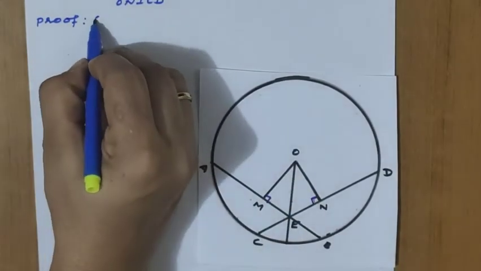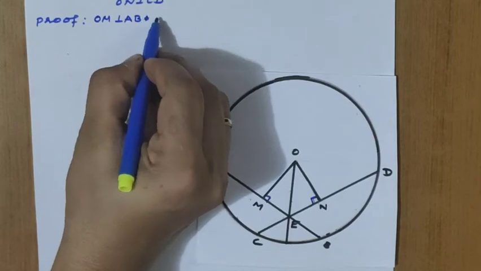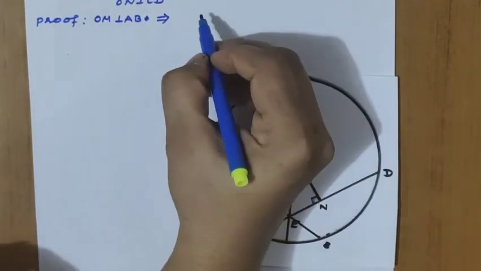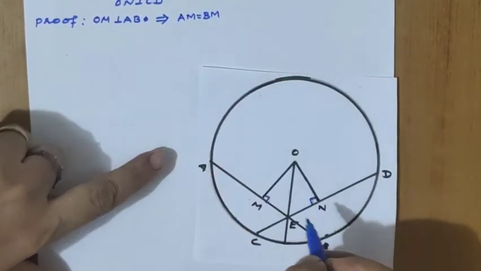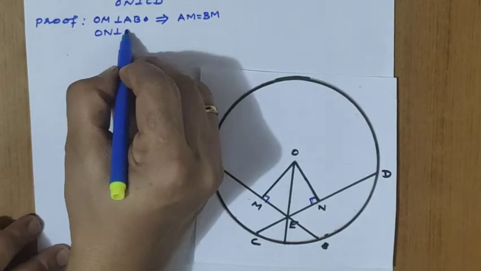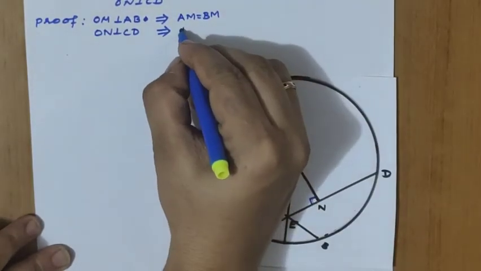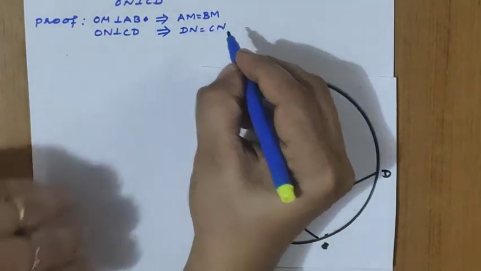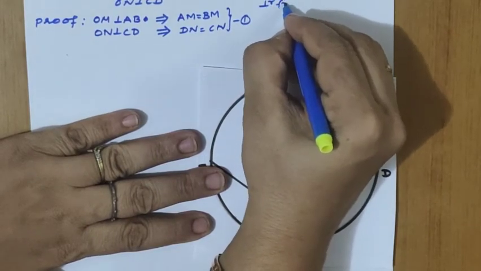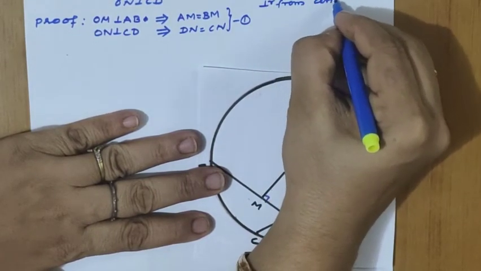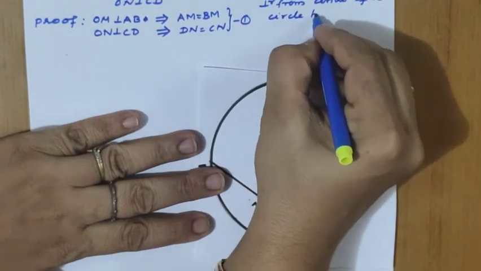So I'll write here OM perpendicular to AB implies AM equal to BM. Okay. Now ON perpendicular to CD implies DN equal to CN. Okay, together I'll make it equation number 1. Reason: perpendicular from the center of the circle bisects the chord.